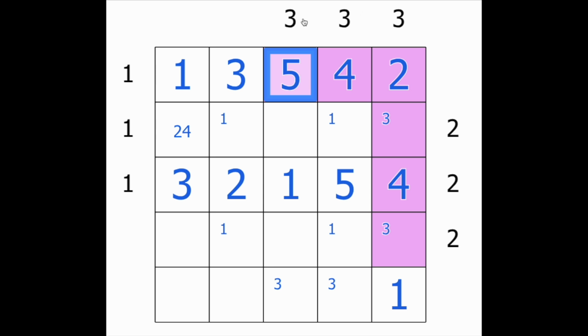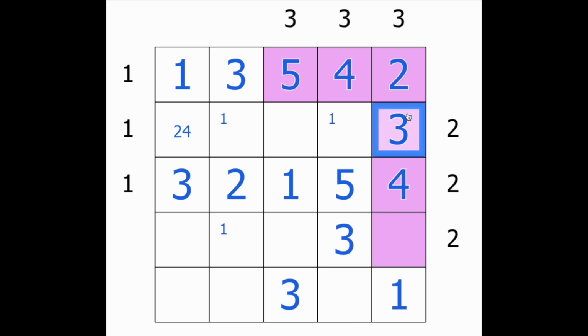Now we can cross-reference from up here. 5, the 3 is in the 5th cell. 3 is in the 4th cell, and that means 3 is in the 2nd cell. That's all right. Now we can cross-reference on the right side. 2 is in the 3rd cell. 2 is in the 4th cell. Good. Where is 2 going to go?